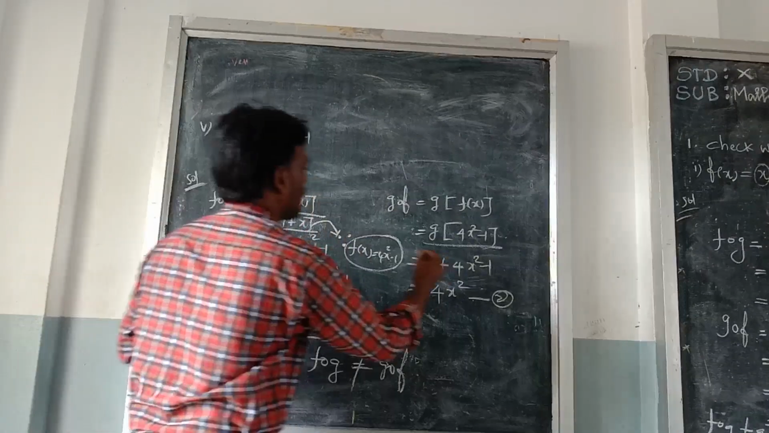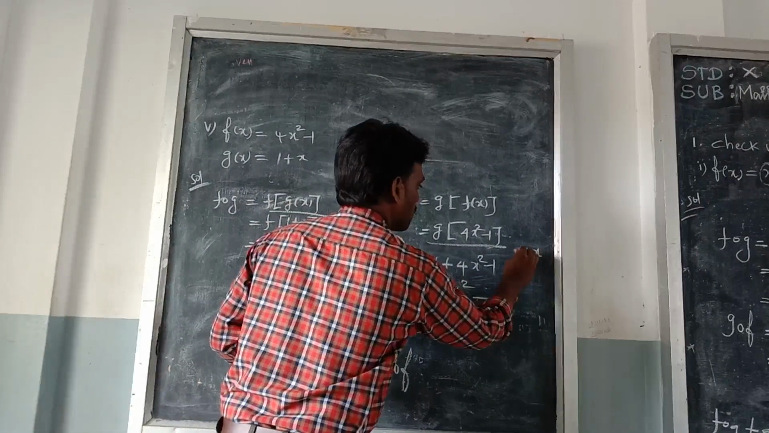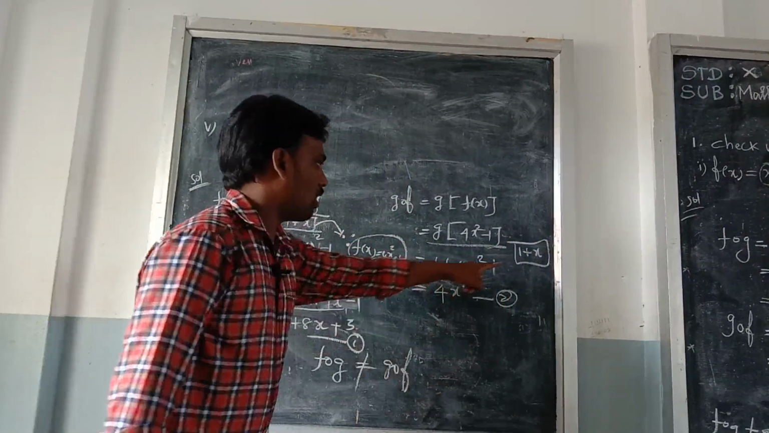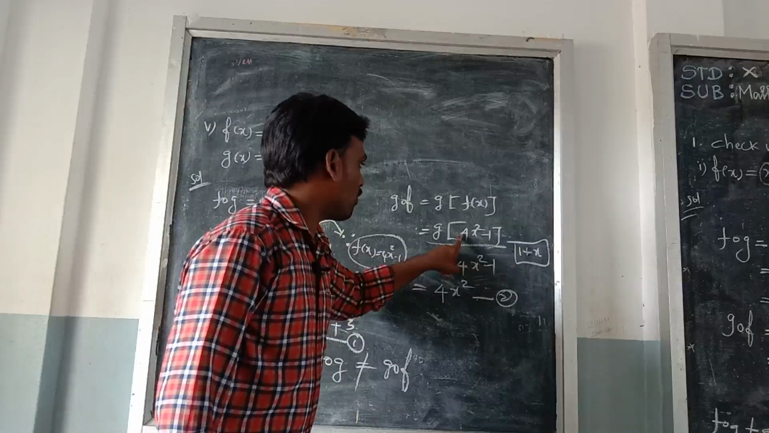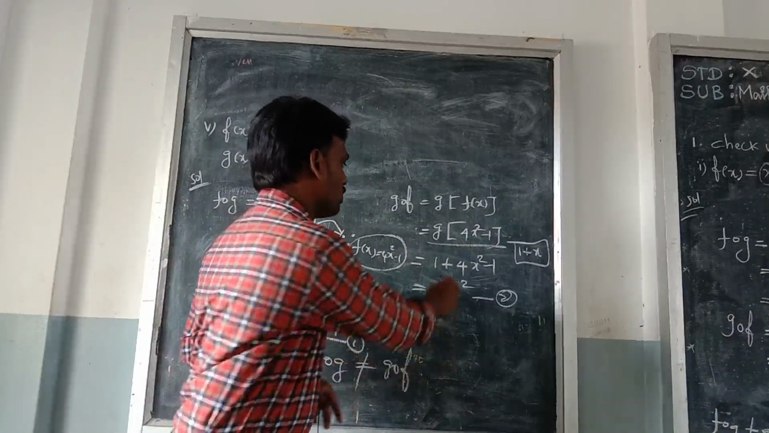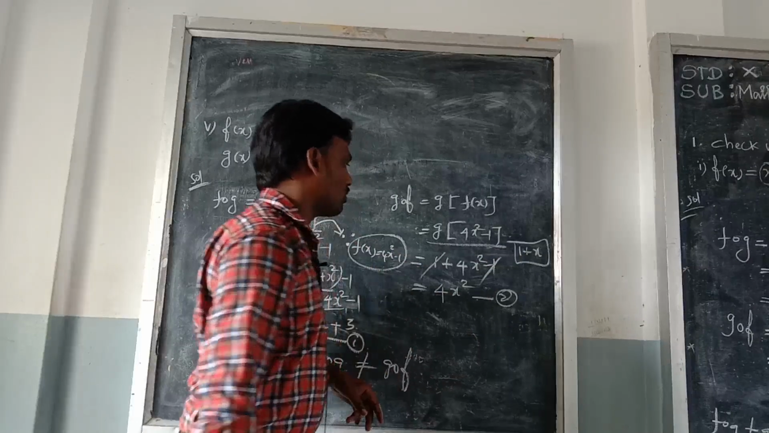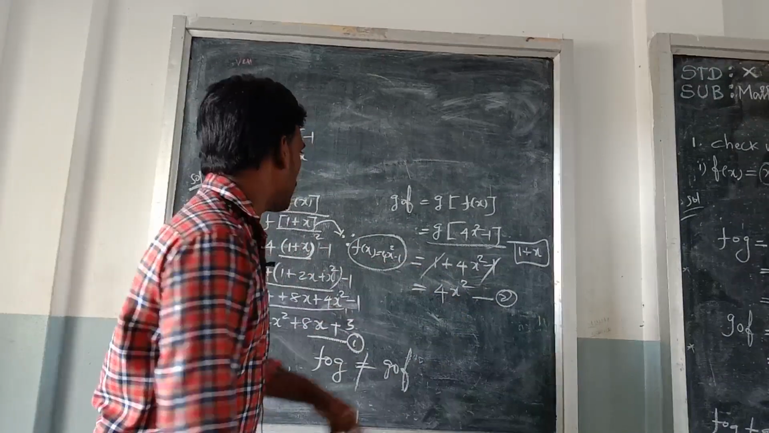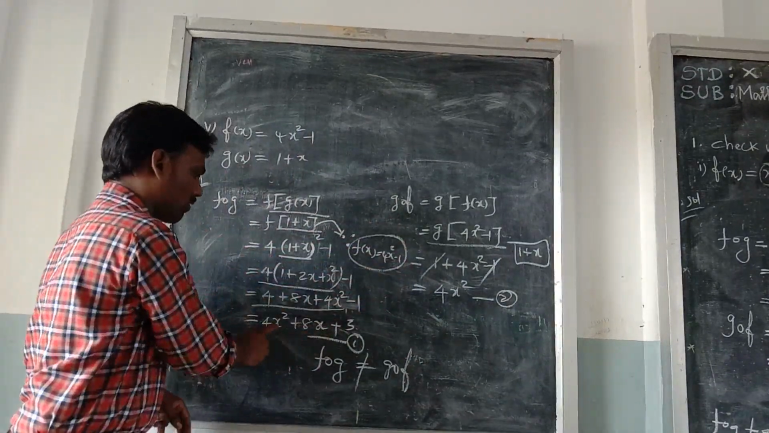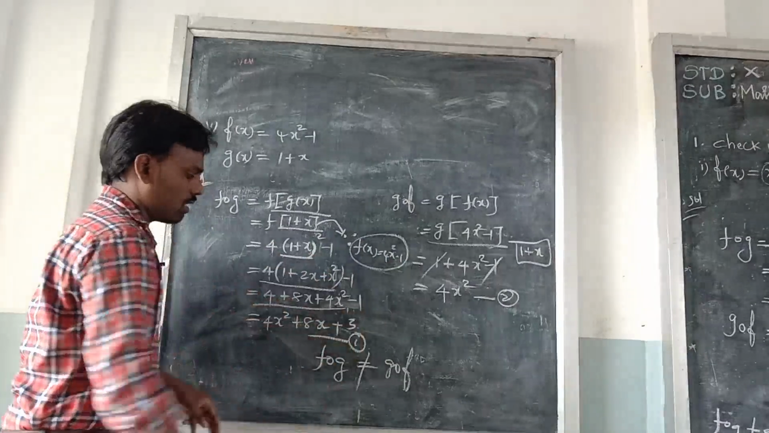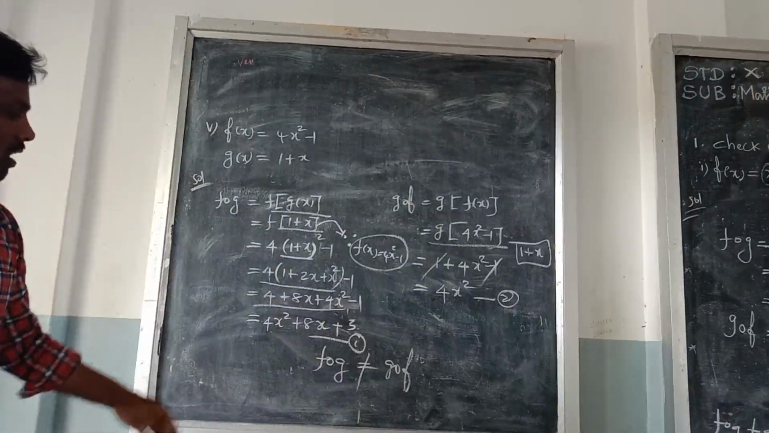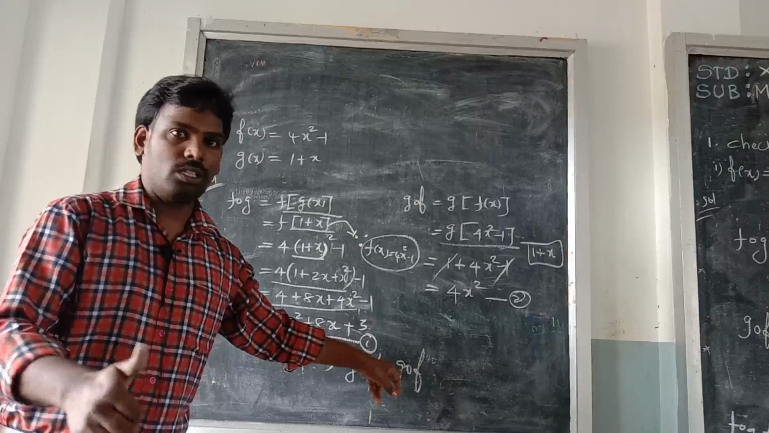G of x means 1 plus x. So here 1 is stable, x means 4x square minus 1. As usual 4 minus 1 plus 1 close ஆயிடுச்சு, remains you have 4x square, which one is g of f. So f of g and g of f comparing together not equal. So your answer f of g does not equal to g of f.